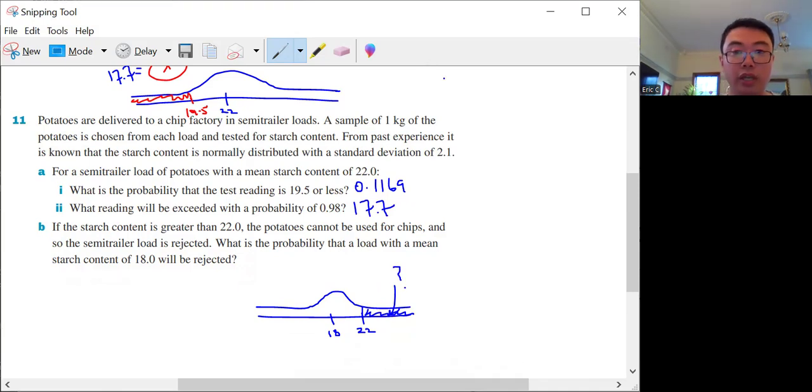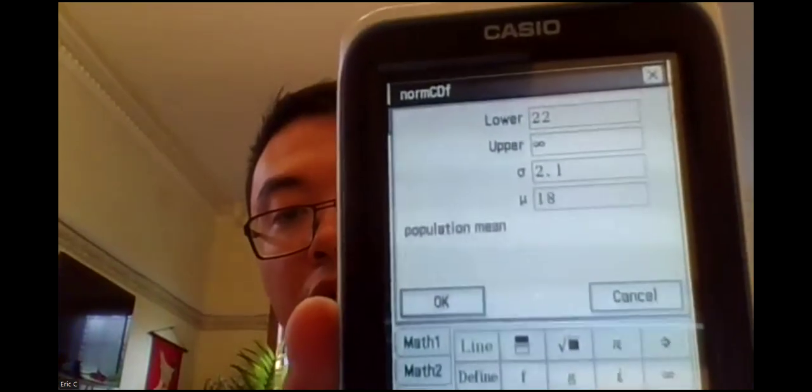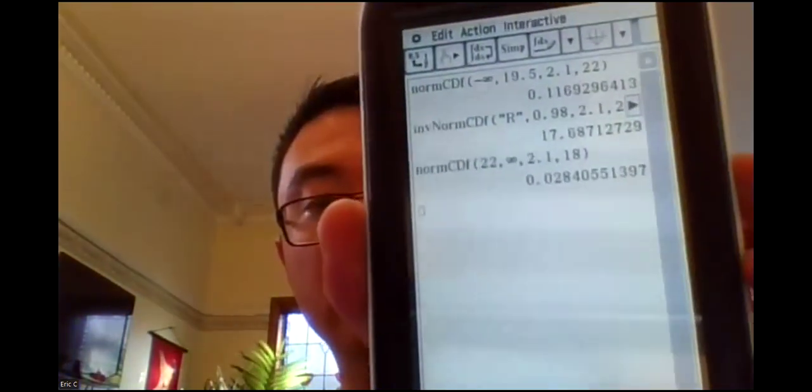We're just looking for this probability using our CAS. In this case, we just use our normal CDF, and that way we can get that area under the graph. So we've got interactive distribution, continuous, and then normal CDF. We select that, and in this case, our lower bound is going to be 22. Our upper bound is going to be positive infinity. Our standard deviation is 2.1, and our mean is going to be 18. And then just go OK. The answer is 0.0284. So that's the answer for that question.